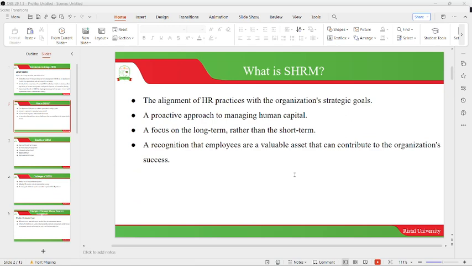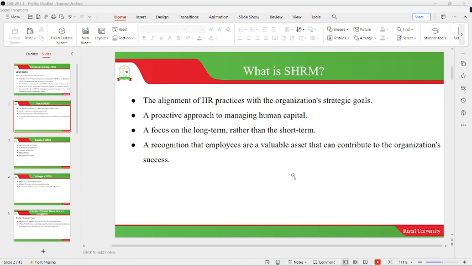Having looked at the learning outcomes, now let us focus on the definition of strategic human resource management. When we talk of strategic human resource management, we are basically talking about alignment of human resource practices with organizational strategic goals. Every organization has a strategic goal to achieve. So it cannot achieve those goals if the human resource department is not aligning its practices with the overall objective of the organization.